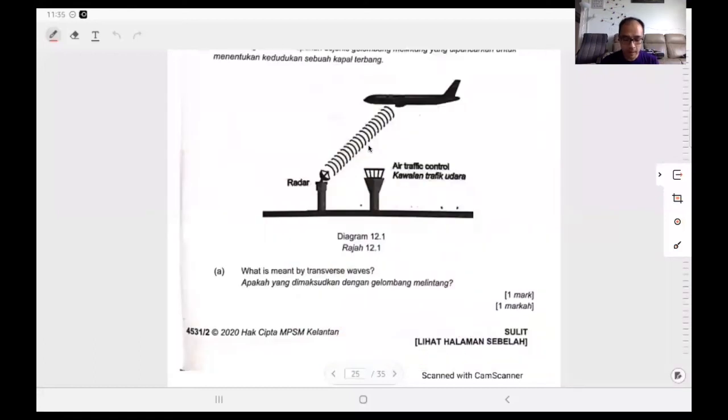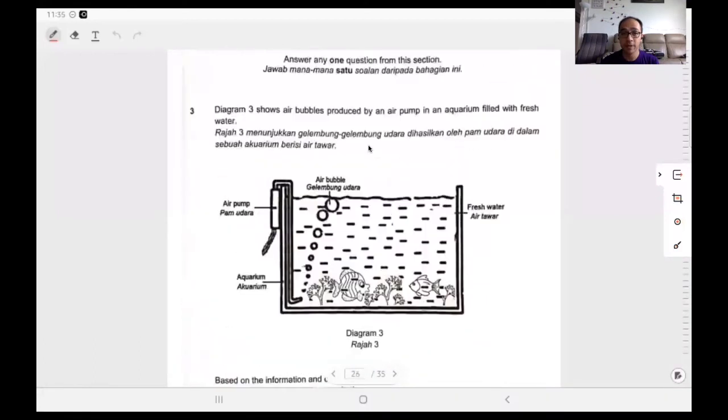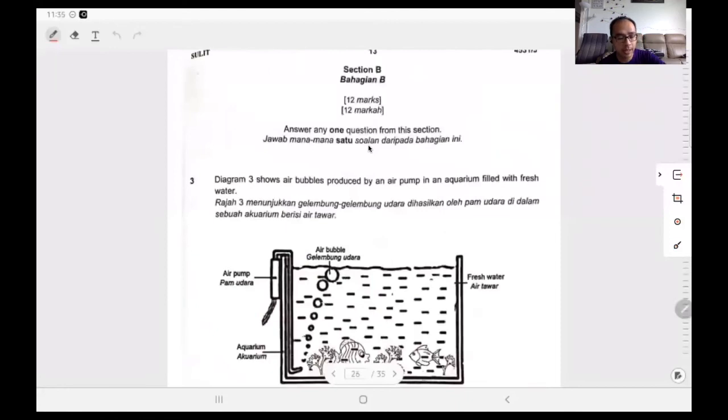I want to talk about a paper 3 question. This is Kelantan paper 3 question 3. Please correct me if I'm wrong, but I think it is Kelantan. And actually, the Pahang question also asks the same thing. Only the difference is slight. So in the Kelantan paper, the manipulated variable is depth. The responding variable is pressure.